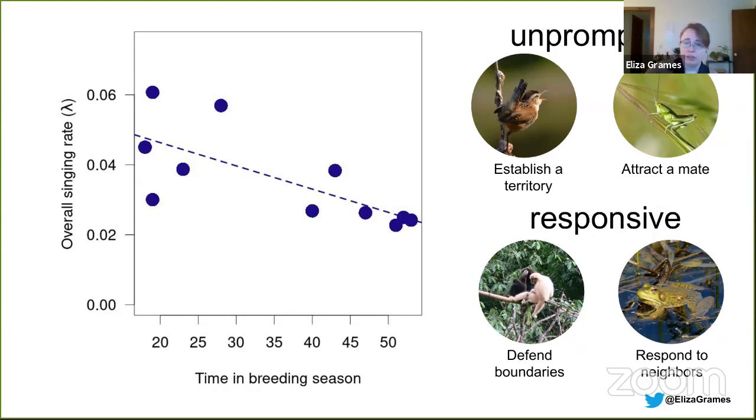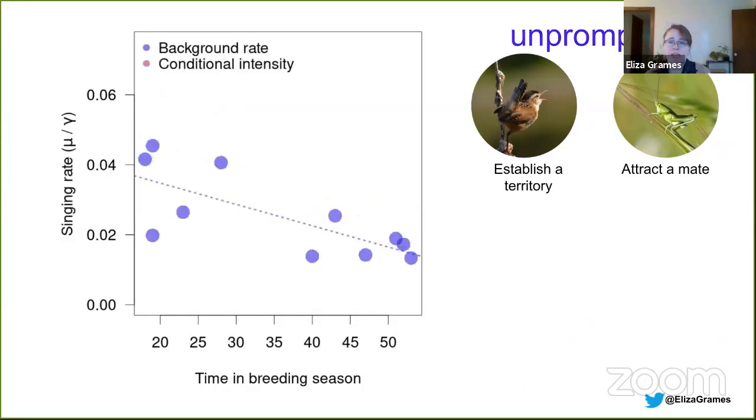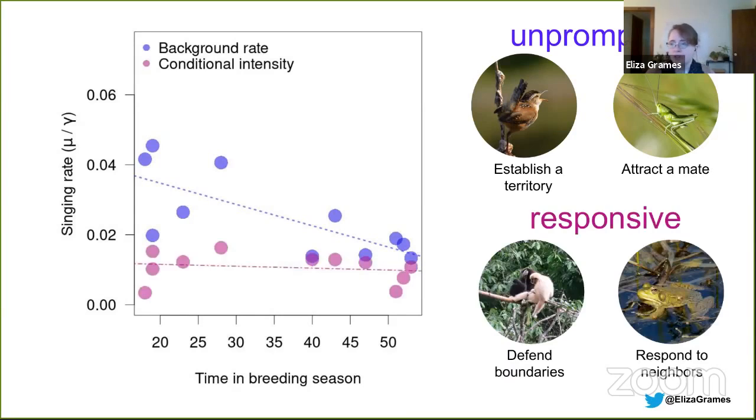And so that's where the real advantage of the Hawkes process models comes in, is because we can now break it down into the component parts. And so we can separate the unprompted rate of singing, which is that background rate mu, from the self-exciting point process model. And we can see that does seem to be going down with time in the breeding season, whereas the responsive part, so the conditional intensity within that self-exciting point process model, is staying fairly consistent.